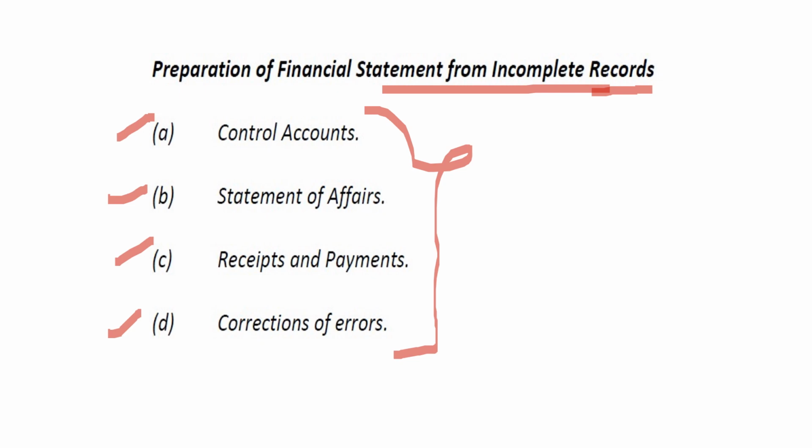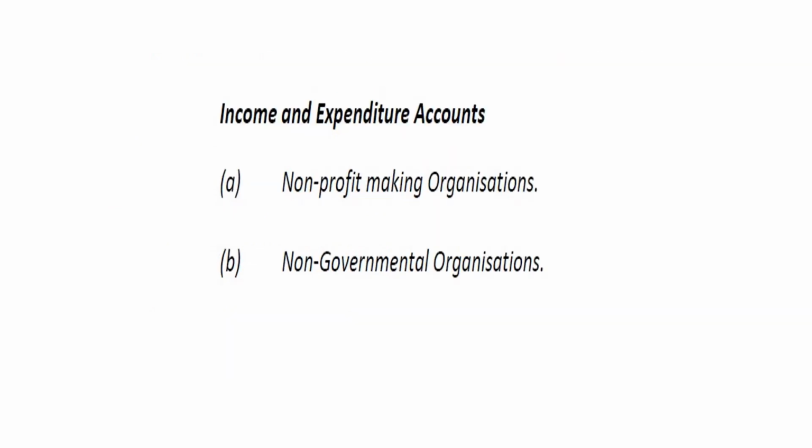The next topic, we move on. Income and expenditure accounts is the next topic, and we have to be able to do them for non-profit making organizations and non-governmental organizations. Now this is another area that was removed from the CSEC syllabus, although I still did it with my students because I expected it to come up in the 6.1 or the Form 6 CAPE exams.